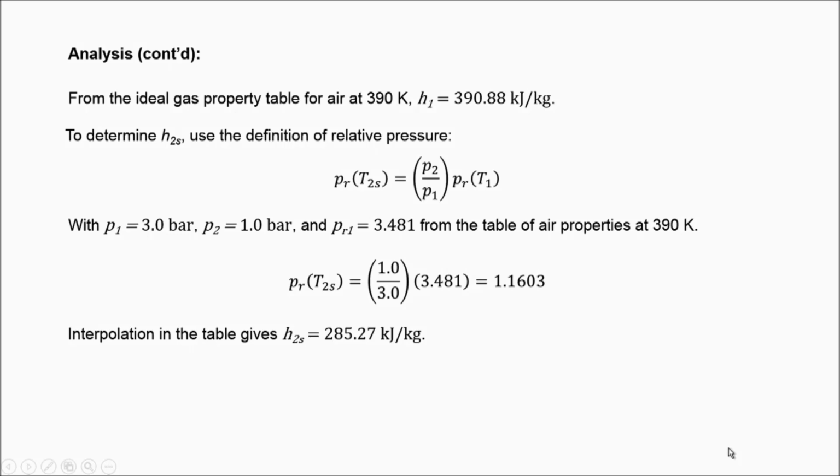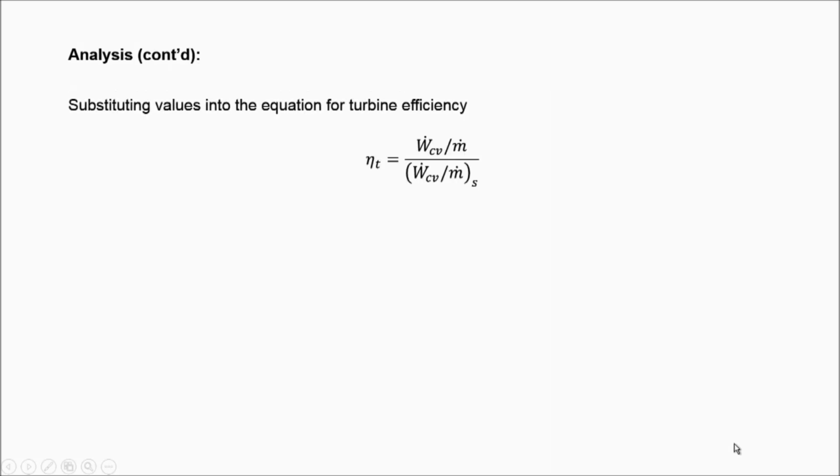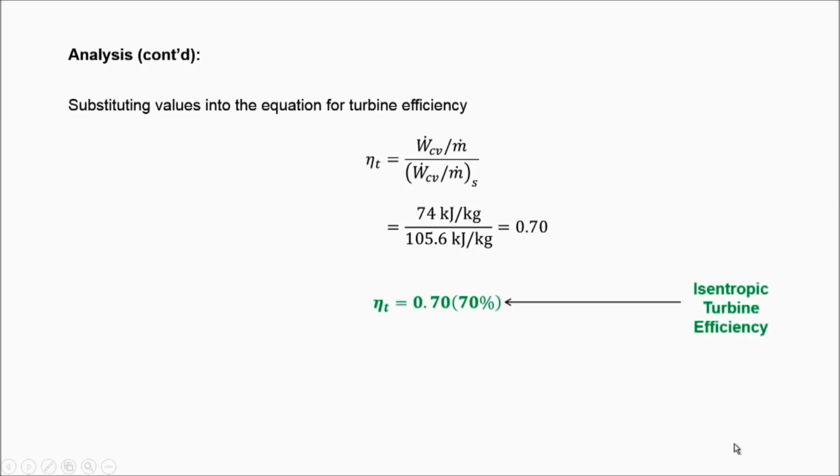After substituting h2s in the expression for the isentropic work presented earlier, we get the following. W dot over m dot for the isentropic case is equal to 105.6 kilojoules per kilogram. Recall the equation for the isentropic turbine efficiency shown earlier. And after evaluating the expression, we obtain the following. This gives us an isentropic turbine efficiency value of eta sub t equal to 0.70, or 70%, which is the answer we were seeking.